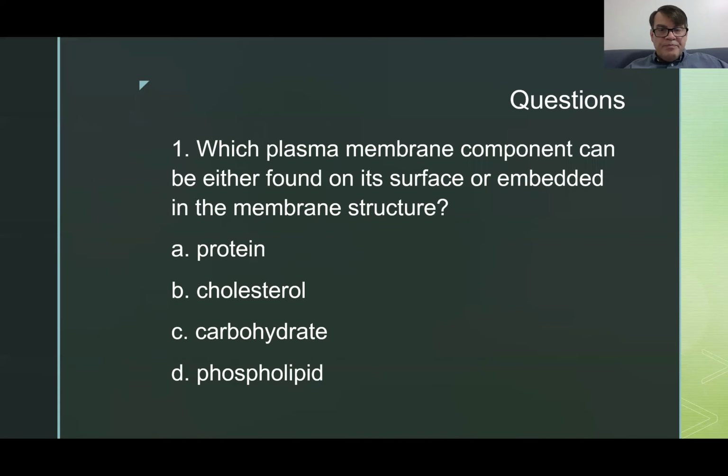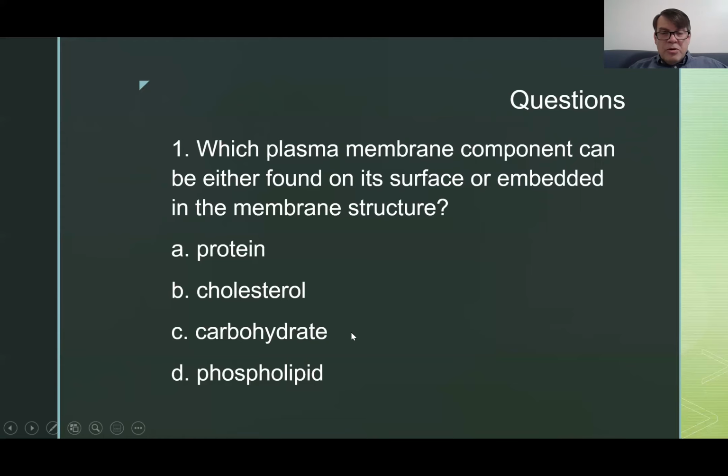Okay, so here are some questions from the end of the chapter that I probably shouldn't give the answers to, but let me give you some of my thought process of how I would go about thinking about these questions. So, which plasma membrane component can be found either on its surface or embedded in the membrane structure? Well, let's do process of elimination. I just mentioned that cholesterols are in the middle, so it wouldn't be cholesterol.